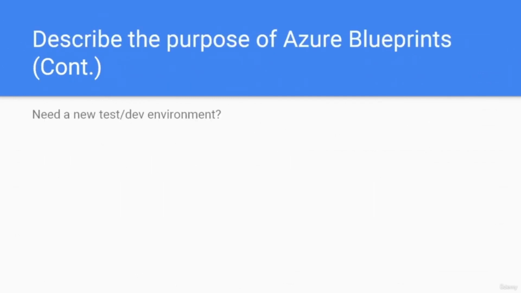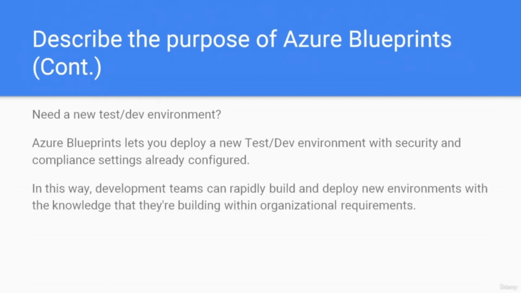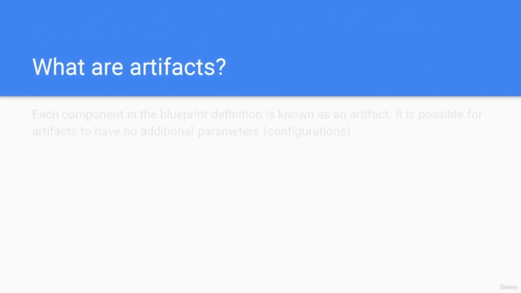Need a new dev test environment? Azure Blueprints lets you deploy a new dev test environment with security and compliance settings already configured. In this way, development teams can rapidly build and deploy new environments with the knowledge that they are building within organizational requirements.